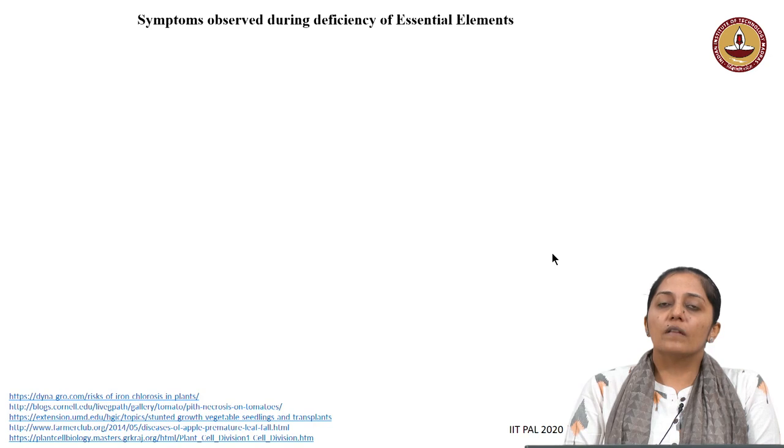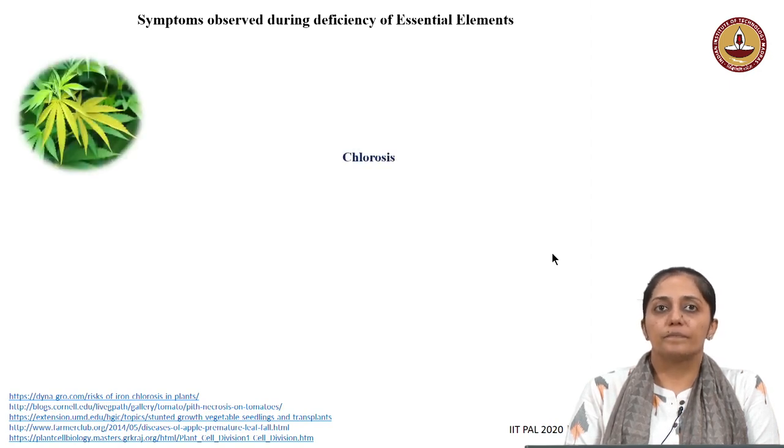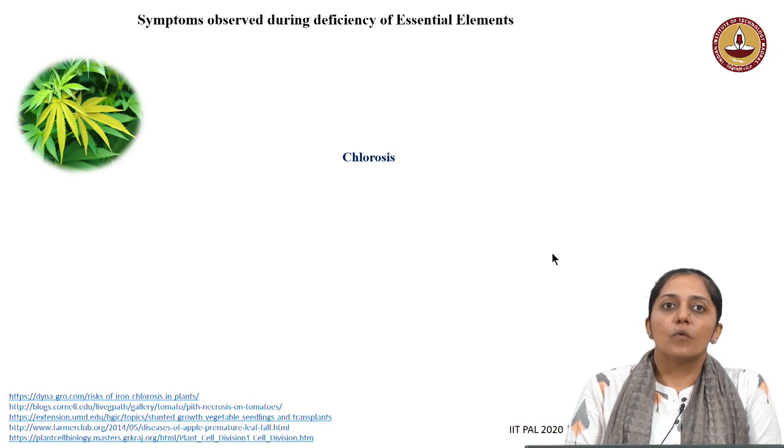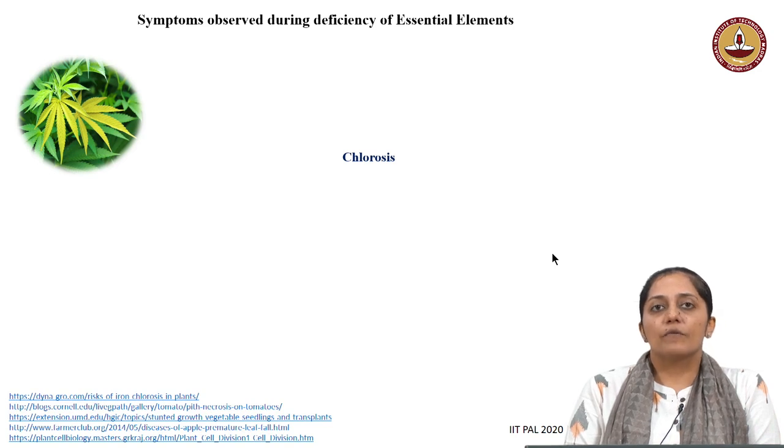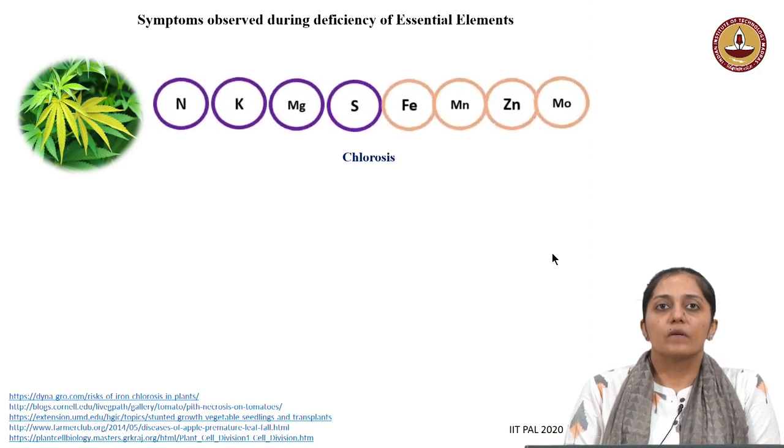So, let us see what are the symptoms which are generally observed when one or more of these essential elements become deficient in the plant. What you see in the picture, the yellowing of the leaves, is one of the problems observed, which is called chlorosis, caused by the deficiency of one or more of the essential elements like nitrogen, potassium, magnesium, sulphur, which are macronutrients, and micronutrients involving iron, manganese, zinc and molybdenum.